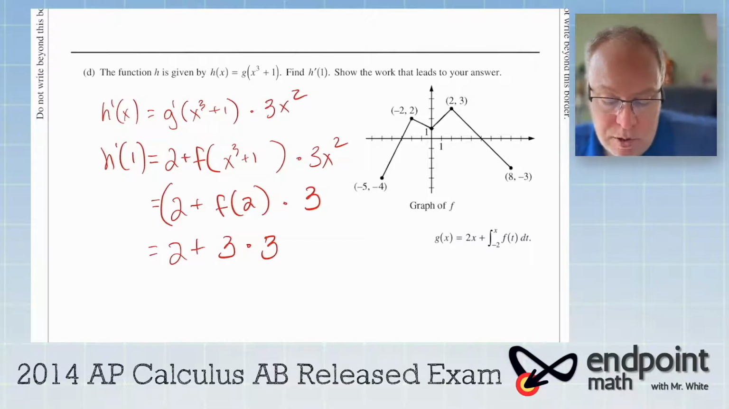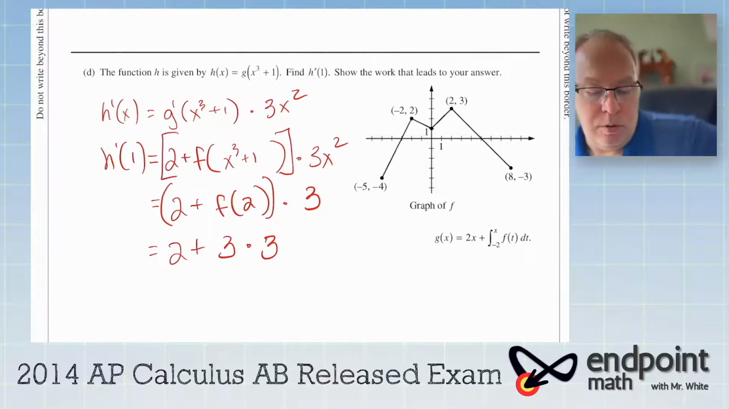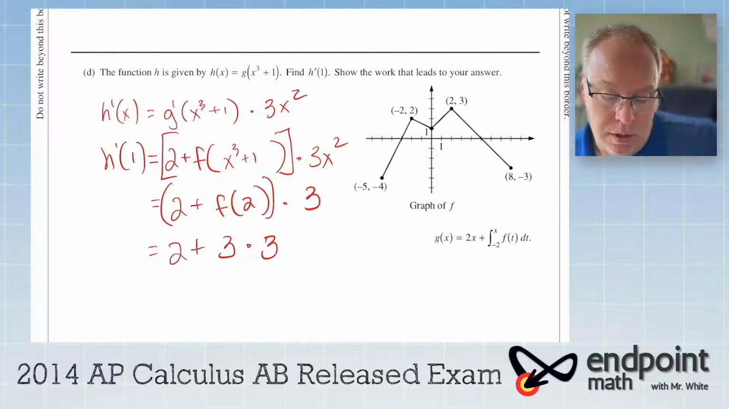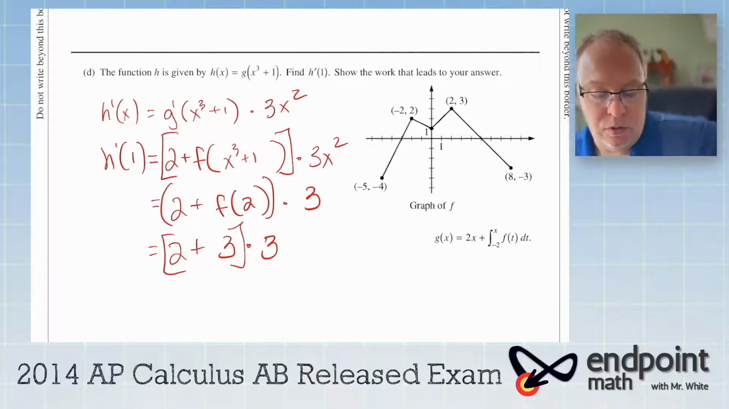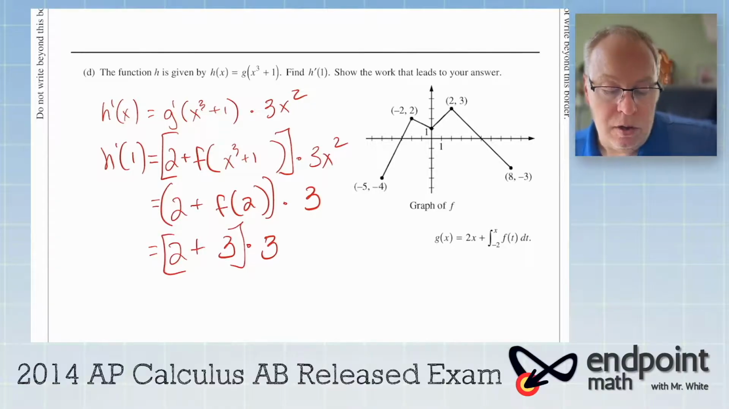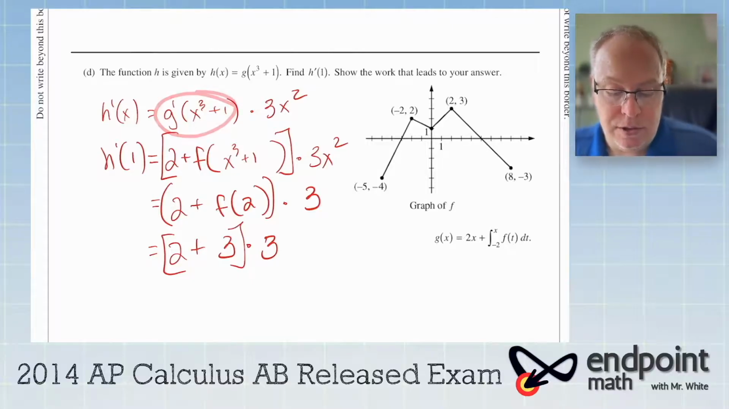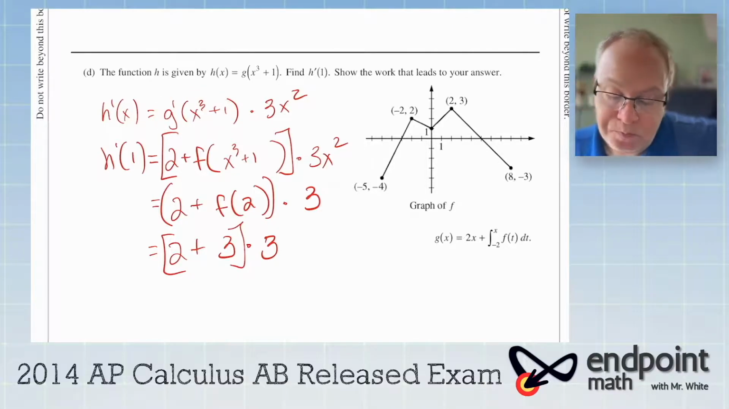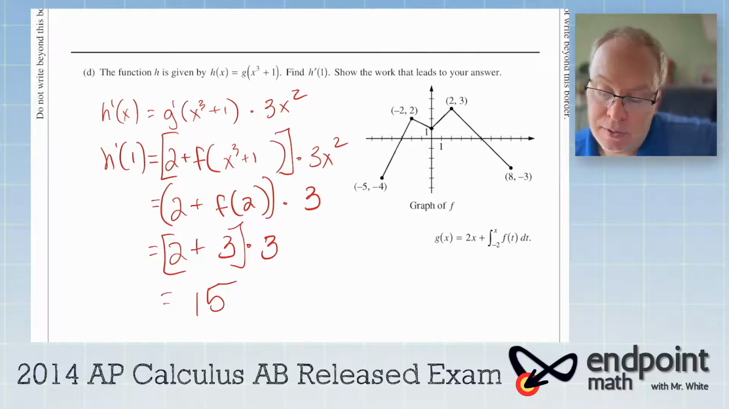Now I lost a parenthesis here, so this is important right there. You were probably screaming at your computer right now, right? So there should be parentheses there, which means there should be brackets right there, because all of that represents g prime of x to the third plus 1. And so we end up getting 15 as our answer. And that's what they have here on the key.